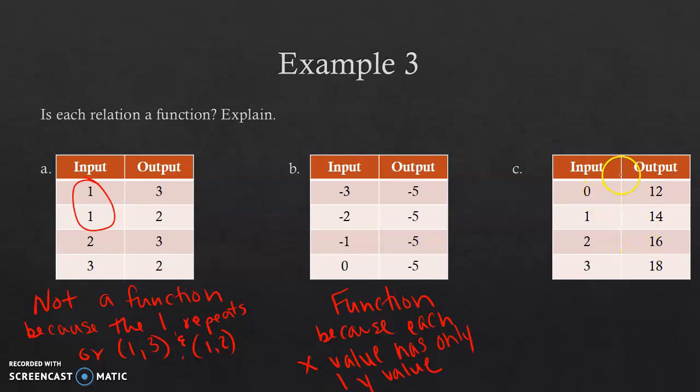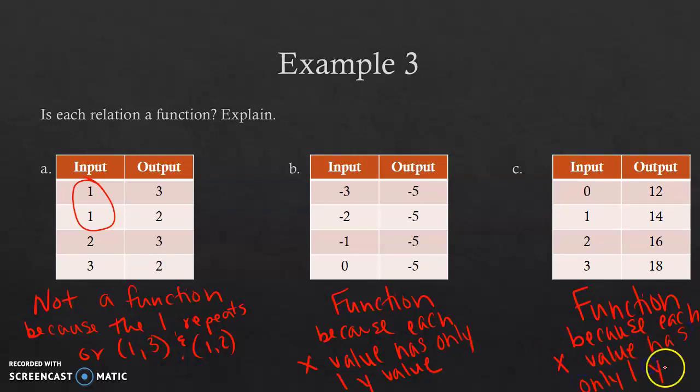All right, and so now I'm going to look at this next one. Input is 0, 1, 2, 3. Output is 12, 14, 16, 18. And honestly, when we're looking at functions, the output doesn't matter as long as the input's not repeating. And so this one, there is no repeat input, so this one is a function. And again, it's because each X value has only one Y value.